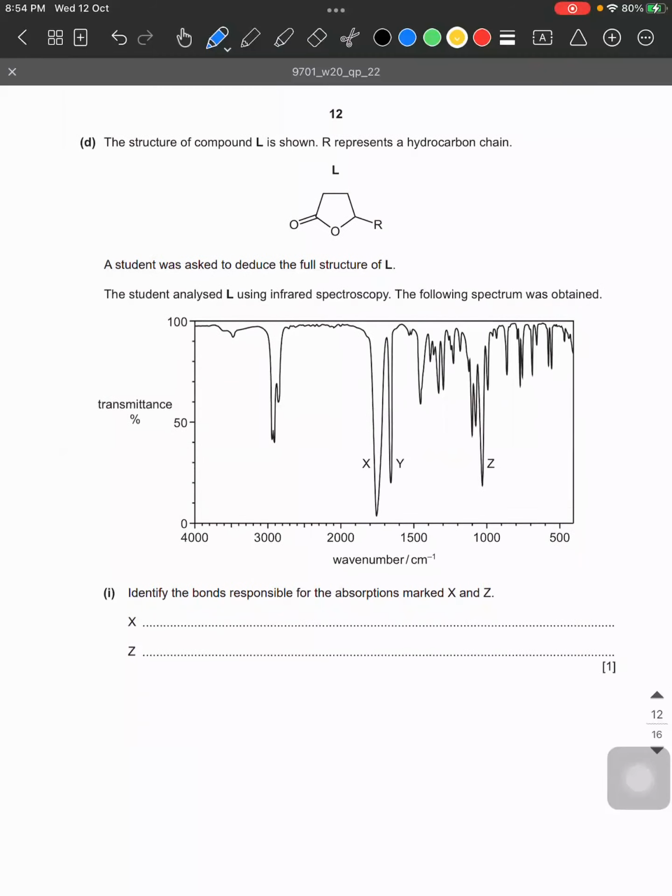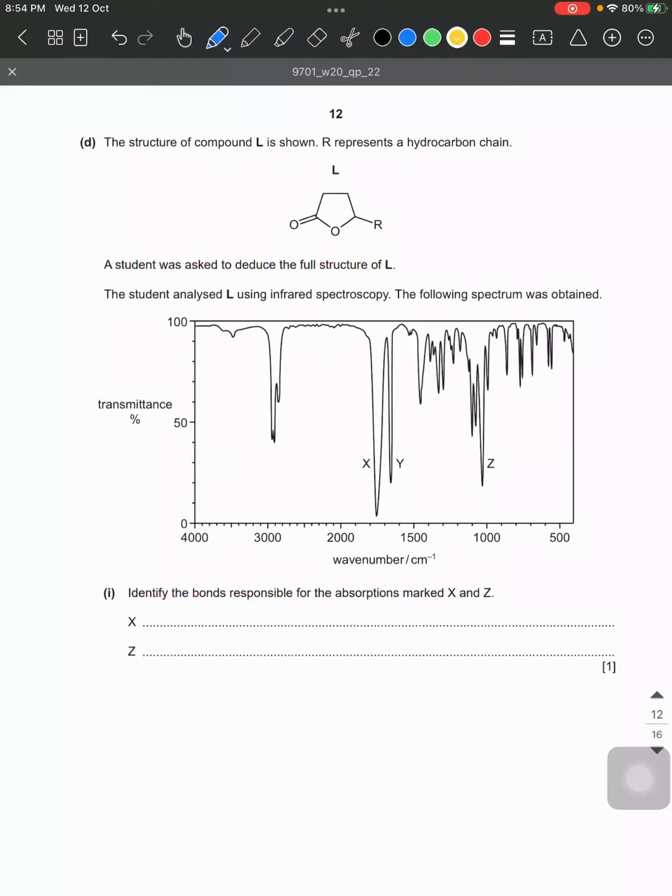If you talk about part D1, they are saying that the structure of compound L is shown, representing a hydrocarbon chain. A student was asked to deduce the full structure of L. The student analyzed L using infrared spectroscopy. The following spectrum was obtained. Identify the bonds responsible for the absorption, marked X and Y.